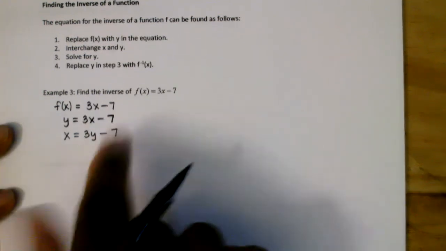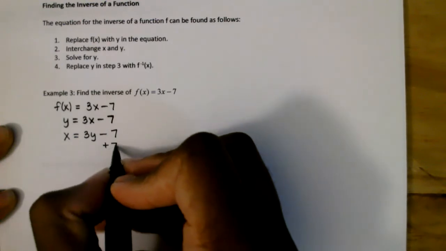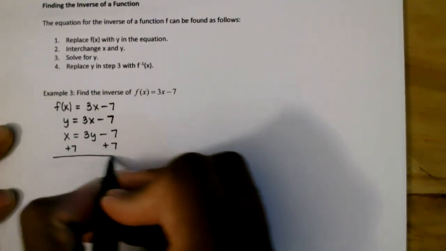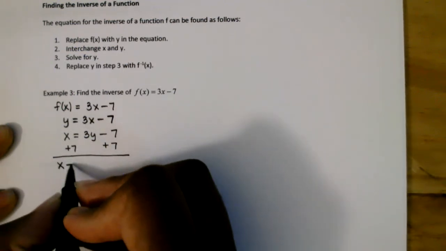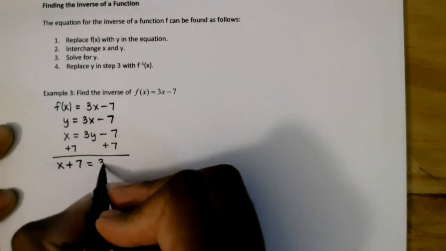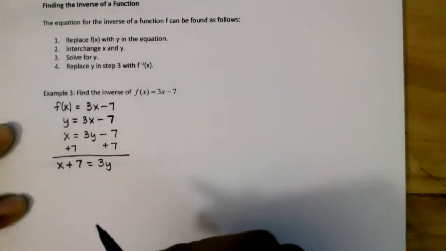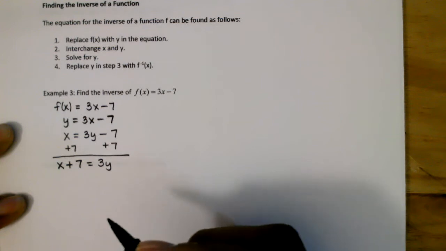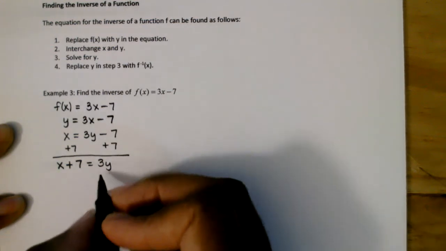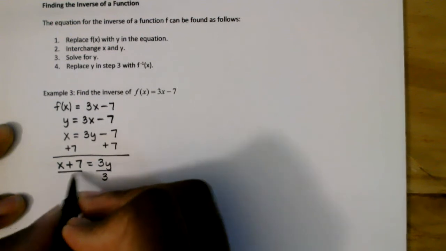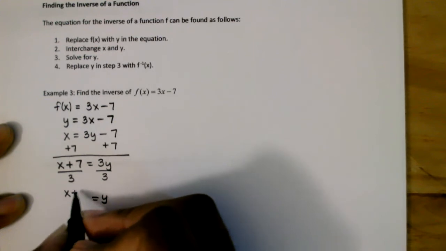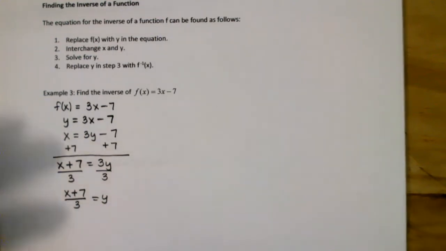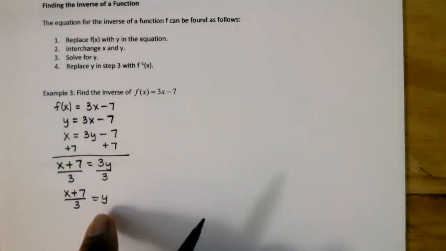Let's start with the minus 7. I'm subtracting 7, so I need to add 7 on both sides. So on the left side, I got x plus 7. Those are unlike terms. We just have to rewrite it as x plus 7 equals 3y. And then to get the y by itself, I'm multiplying it by 3, so I need to divide both sides by 3. So that means y is equal to x plus 7, all divided by 3. So here I got y by itself.